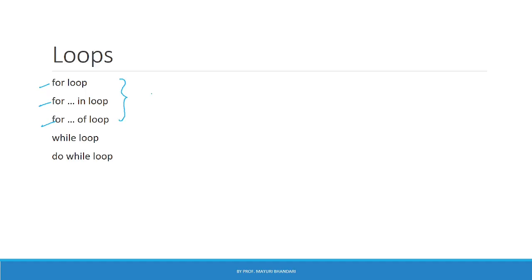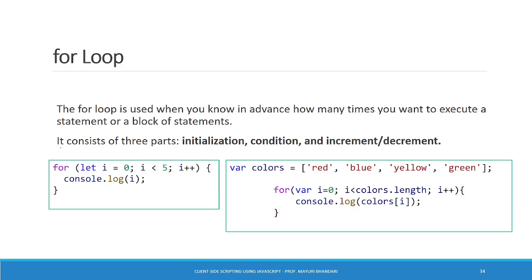Now to talk about loops, we have for loop, for in loop and for of loop. Basically in JavaScript we have three variations of for loop. This is also an important topic from an exam point of view, and on the basis of loops, programs can also be asked. Then we have while loop and do while loop. This is the simple for loop which consists of three parts: initialization, condition, increment or decrement. You can define it like this: for let i equal to 0, i less than 5, i plus plus. Whatever code you write inside the for will be executed 5 times.